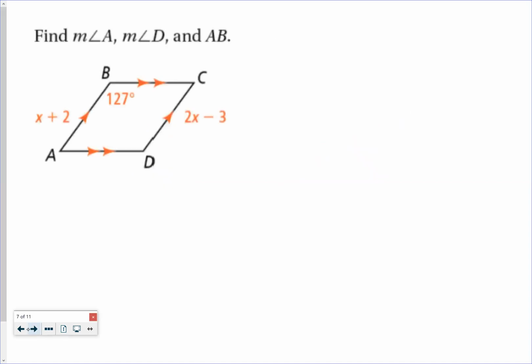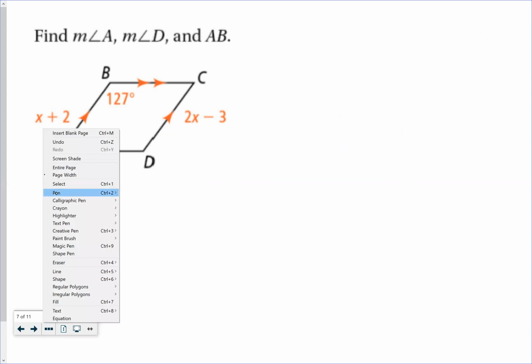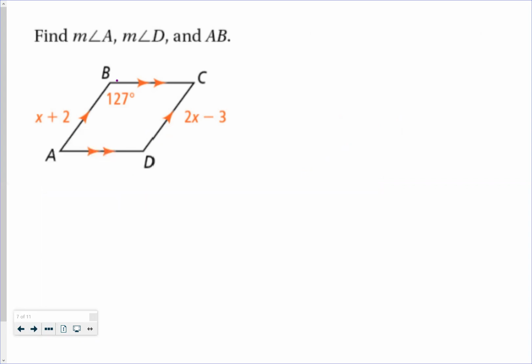All right, so now for an example. They want us to find the measure of angle A, the measure of angle D, and then the length of side AB. So let's start with measures of angle A and D. Okay, they tell us angle B is 127. Now I'm going to go with the easiest one to find, and that's going to be angle D, because angle D is the opposite angle. And what do I know about opposite angles? If I have a parallelogram, then they are going to be equal.